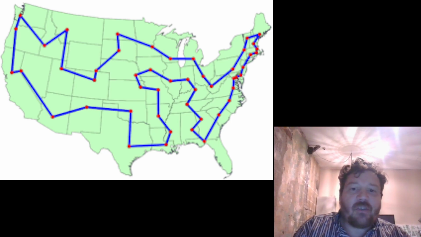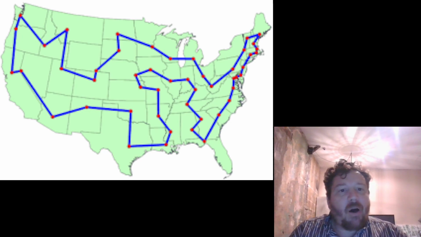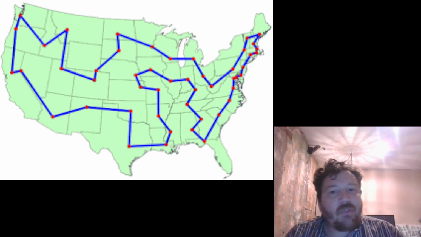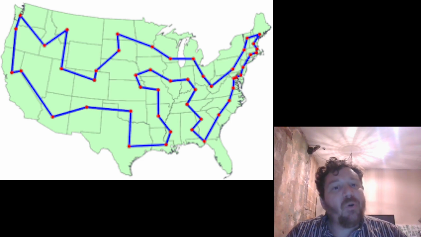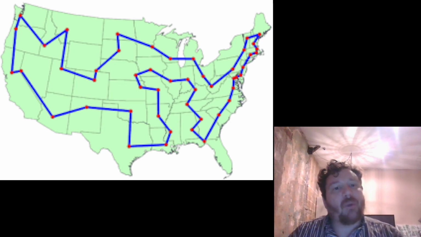However, finding the shortest route is not as easy as it sounds. There are many possible routes that you can take, and each one has a different total distance. In fact, there are more than 3.6 million possible routes that you can choose from. How can you find the best one among all of these different routes?